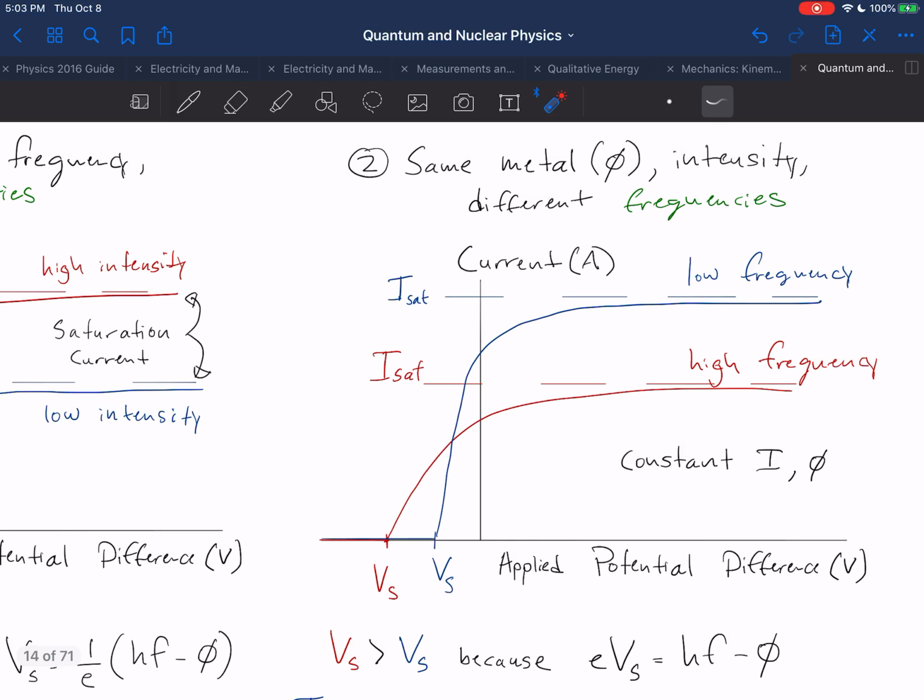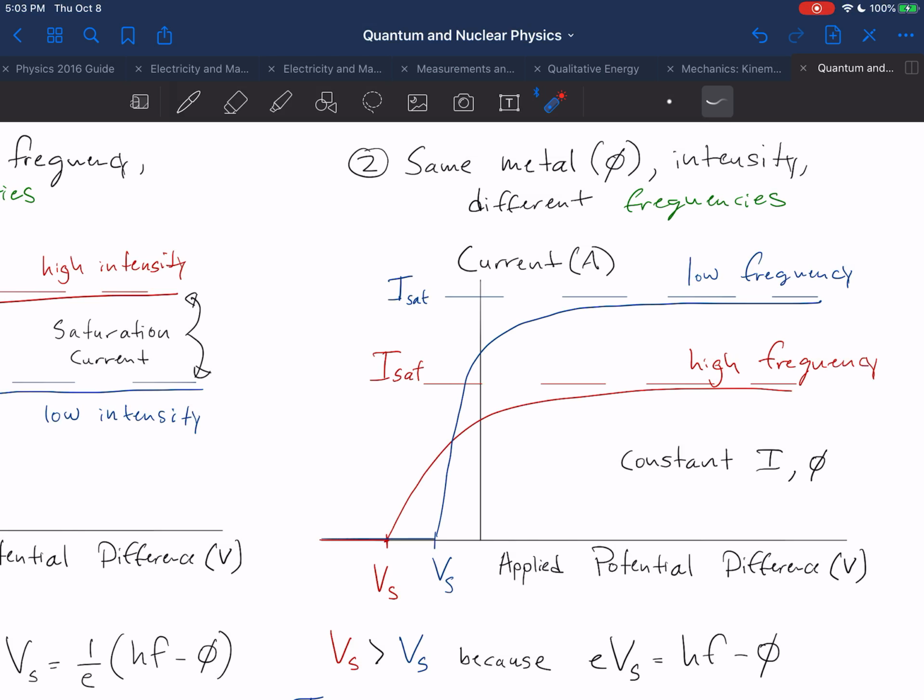Now, what happens if you have the same metal, the same intensity, but different frequencies? Well, this is probably the trickiest case. Firstly, notice that if you increase the frequency from low to high, the stopping voltage increases. Why? Because at high frequency, those photons have more energy, and because they have more energy, the ejected photoelectrons have more kinetic energy, and because the ejected photoelectrons have more kinetic energy, it requires a higher stopping voltage to completely stop them. So red Vs is bigger than blue Vs here.